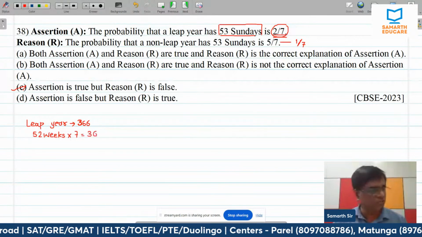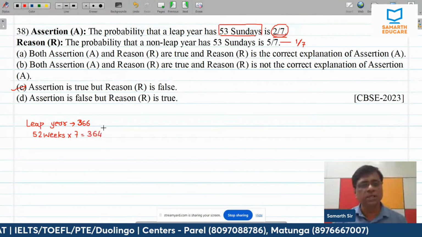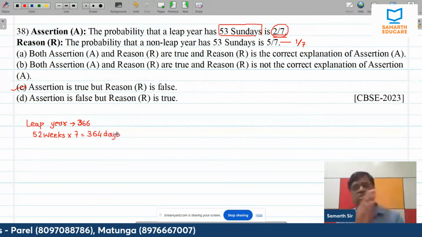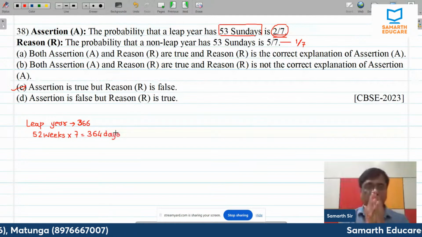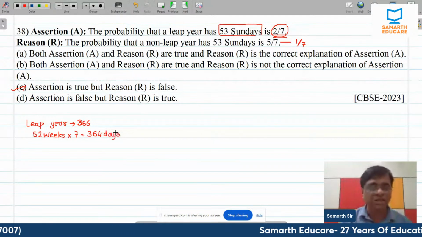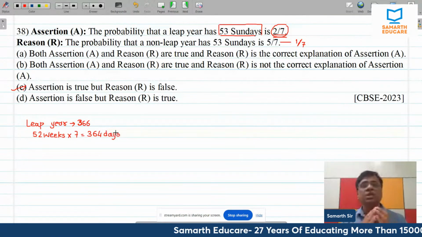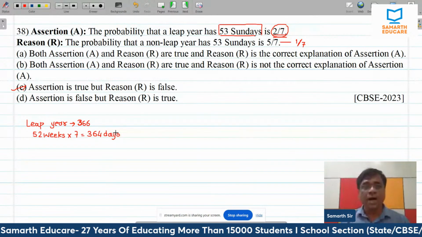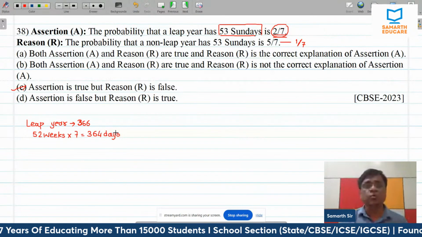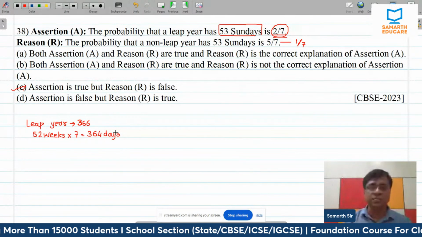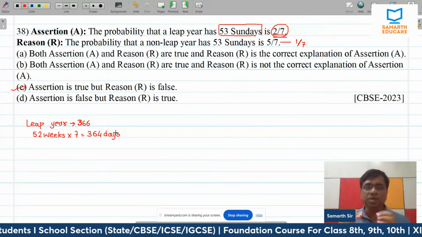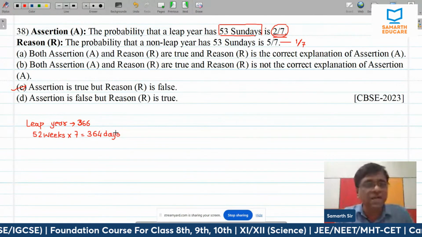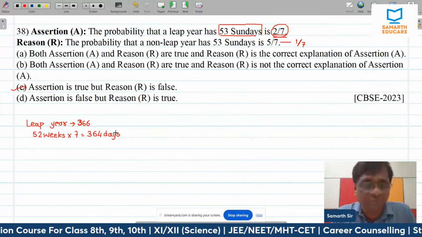364 days. I am completing 364 days. Remember, मैं 1 जनवरी से शुरुआत किया हूँ. लीप ईयर मतलब फरवरी में एक दिन एक्स्ट्रा बनता है. टोटल 366 डेज है. When I complete 52 weeks, I am on 29th of December. On 29th December, 364 days are completed, and that means 52 weeks are completed, right?